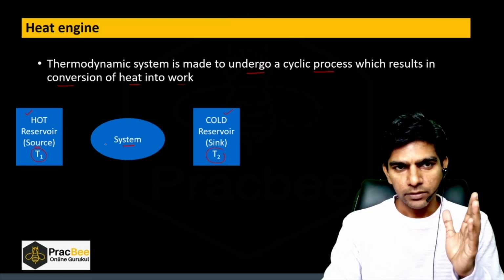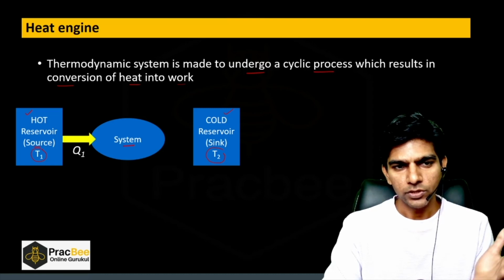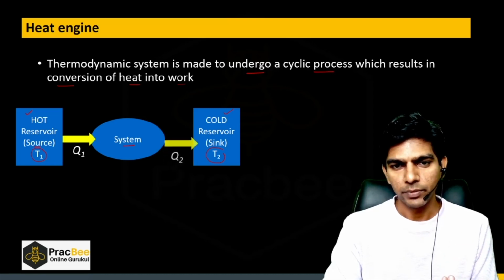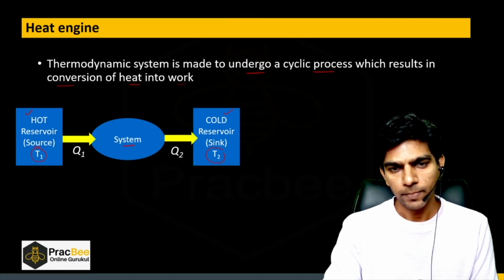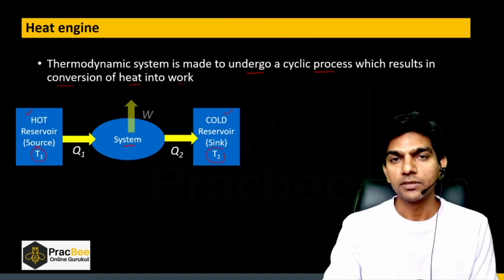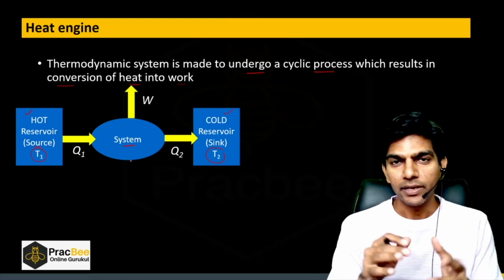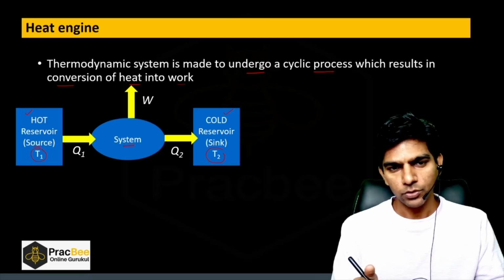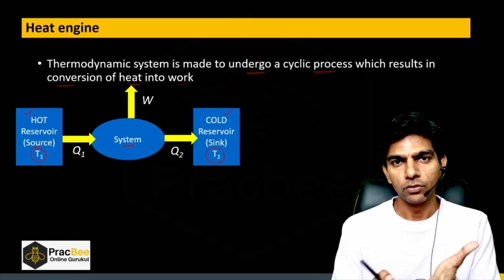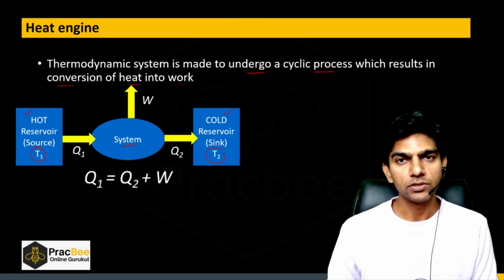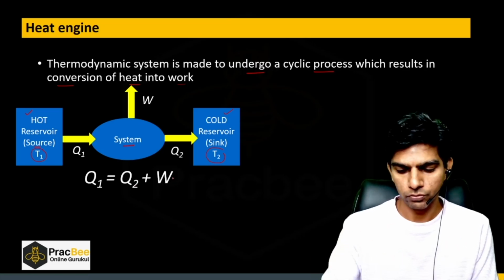Now, in a heat engine, heat is taken from the hot reservoir and some of the heat is rejected to the sink, and in doing that there will be some work done by the thermodynamic system. If we apply energy conservation, you can see Q1 is entering the system, Q2 and W are going out of the system. So by energy conservation, Q1 equals Q2 plus W, and W is nothing but Q1 minus Q2.